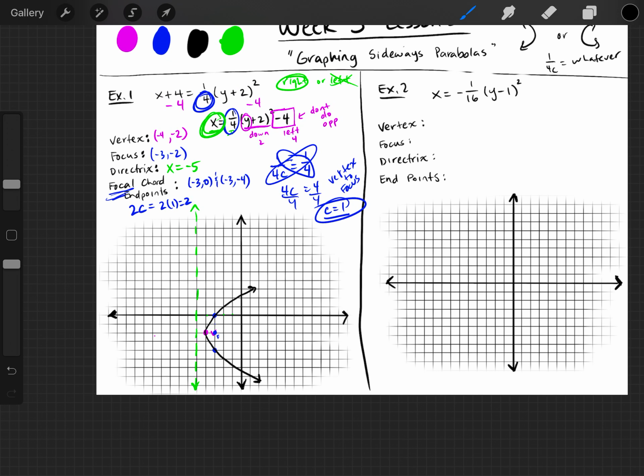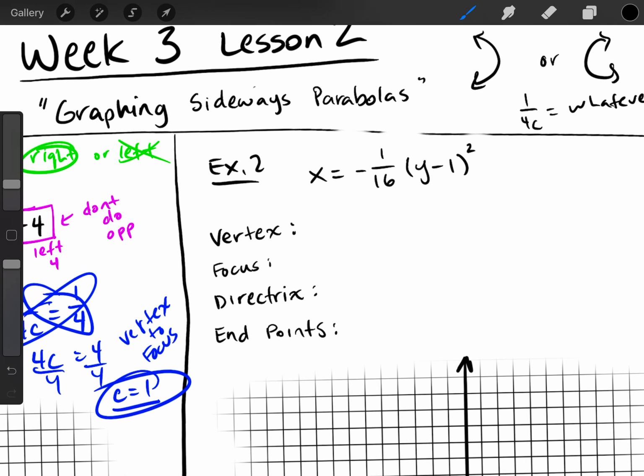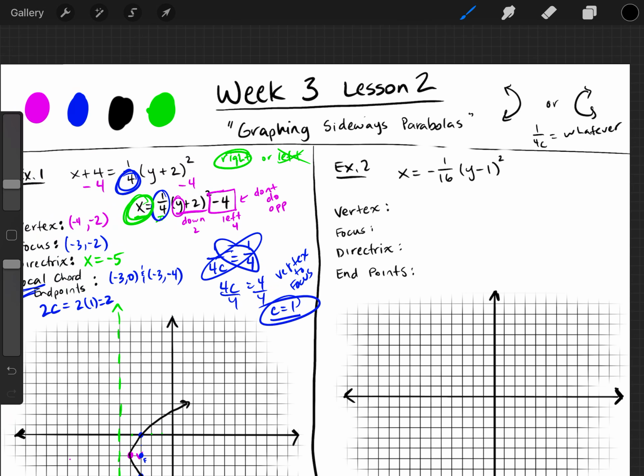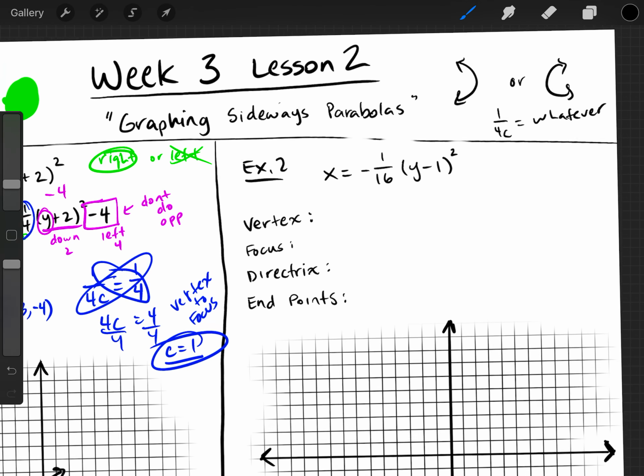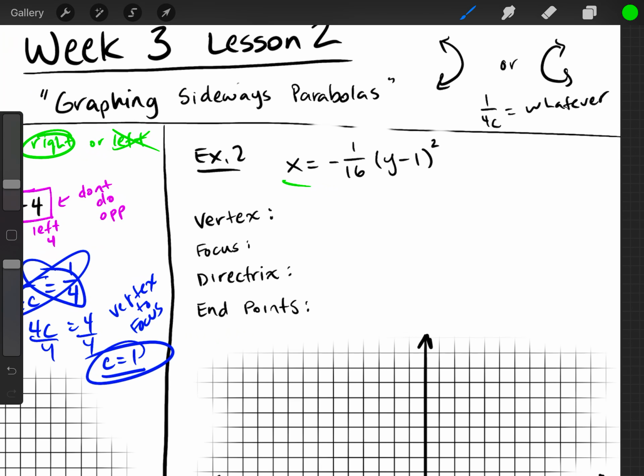We're going to look at one other example. We did one going to the right. We'll look at one that's going to the left and has a little bit different vertex. So we look at this. Again, we start with getting that variable by itself, right? In this case, we want to get x by itself, but that's already done for us. Since it's x equals, again, we're saying it's either to the right or left. In this case, since that's a negative there, it's opening to the left.